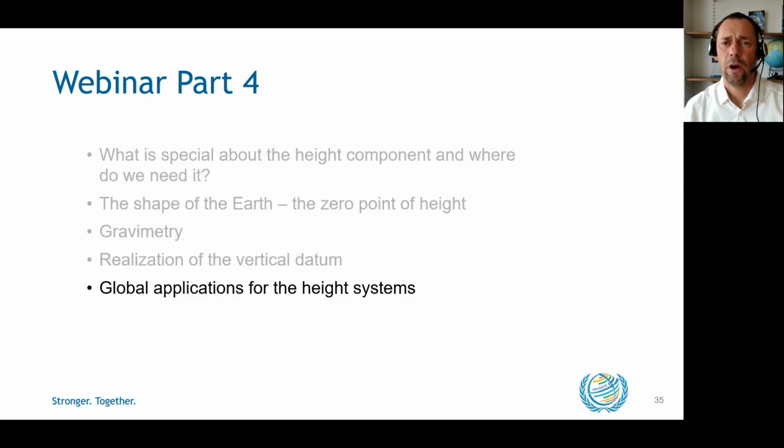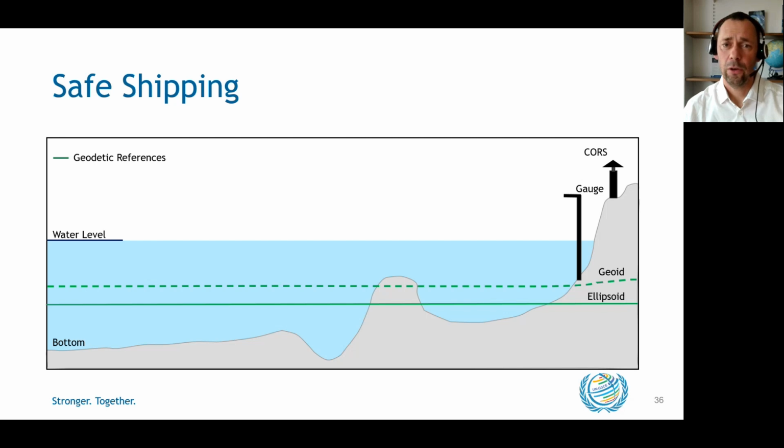In the last part of our agenda, we demonstrate some practical examples to show the importance of the height component. In the following example, we look at safe shipping. Maybe not on the high sea, but in shallow waters along the coast or in areas like, for example, the Baltic Sea, where the water is shallow. To not run aground, it is of great importance to know exactly if there is enough space below the ship to the ground, the so-called underkeel clearance.